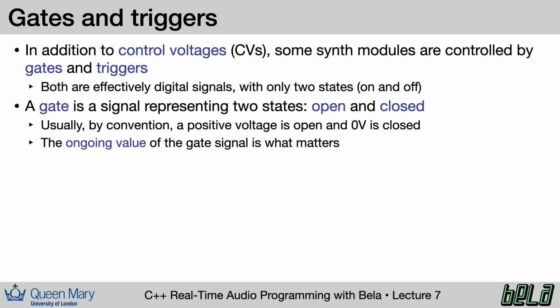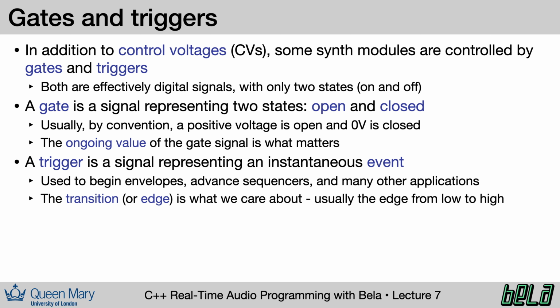A gate is a signal that represents two states, either open or closed. For example, you might use a gate on an oscillator so that when the gate is open, you hear the signal, and when it's closed, you don't. A gate is effectively what we built in the digital I/O example, where the current value of the button determined whether we heard the noise or not.